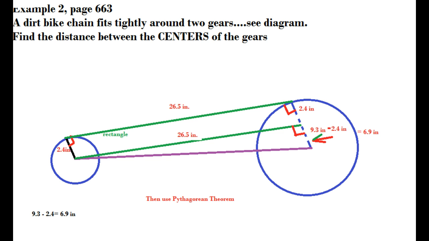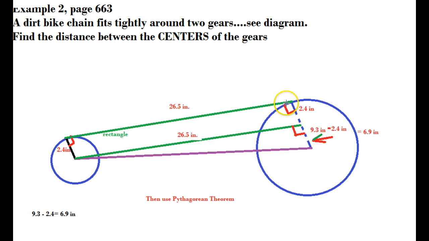So now comes this complicated looking thing, which is not complicated. So we have this 2.4, right? And this whole thing here is 9.3, but we draw a rectangle so that this side is also 2.4. We were given that this side is 26.5 inches, and because it's a rectangle, this side is 26.5 inches. So there's our rectangle, 2.4 by 26.5 by 2.4 by 26.5, right?